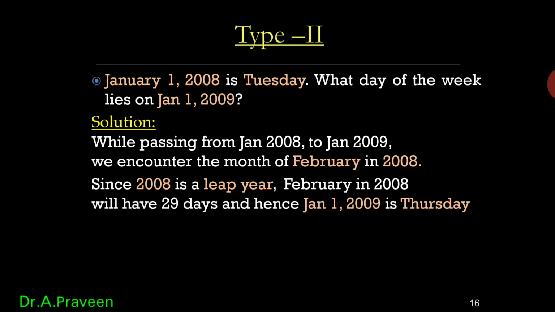So while passing from January 2008 to January 2009, we come across the month of February in 2008. And 2008 is a leap year, so therefore the month of February will have 29 days. So January 1, 2009 will be 2 days after Tuesday. That means it is Thursday.